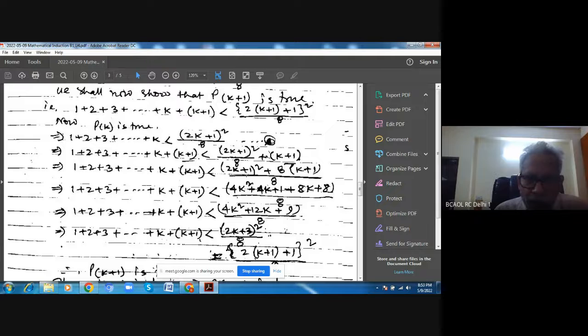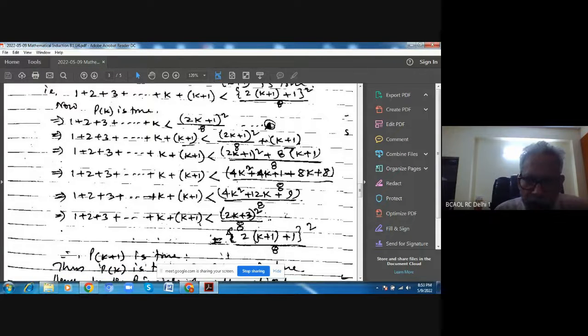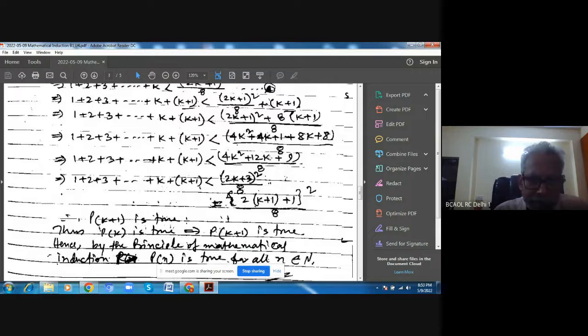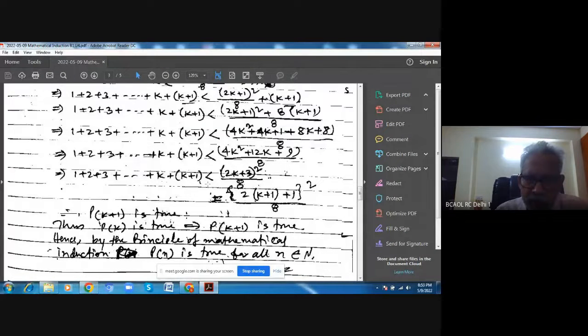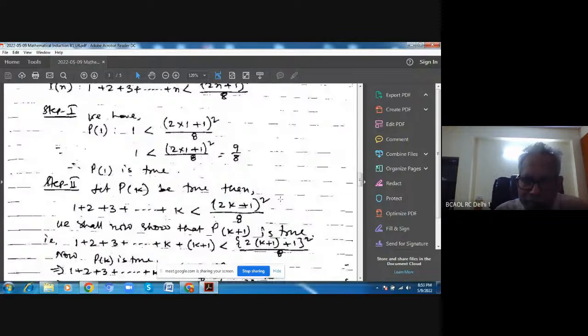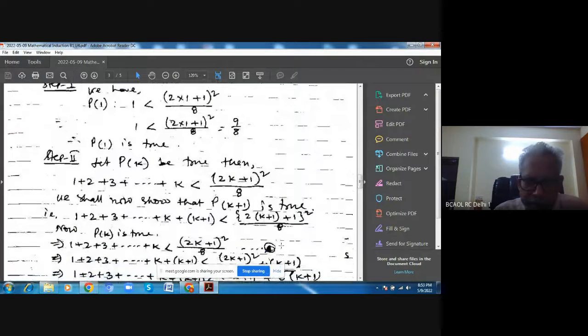Then finally, it is coming. What about the right hand side? The same thing is coming here. No problem. Straight away take it. So P(k) in this case, what is coming here? The same thing. This is also the same thing. Here is also the same thing. So no problem.